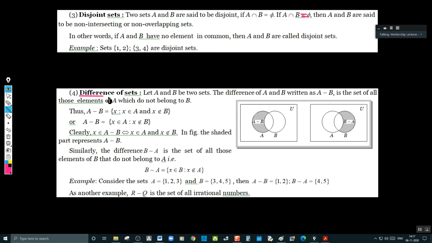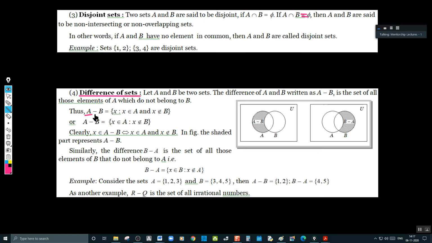Difference of sets means, what is the meaning of A minus B, and what is the meaning of B minus A? A minus B means the elements that are present only in A but not in B. What is the meaning of B minus A? The elements that are present only in B but not in A. I explained it yesterday itself.